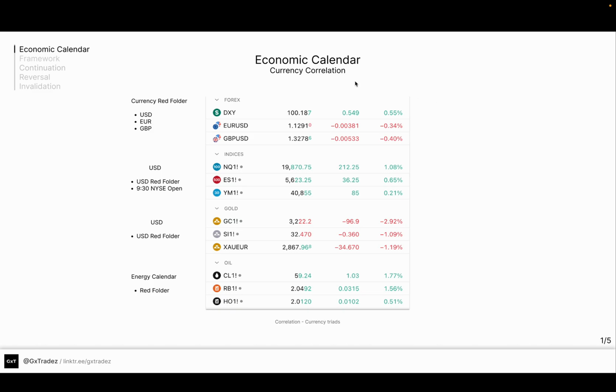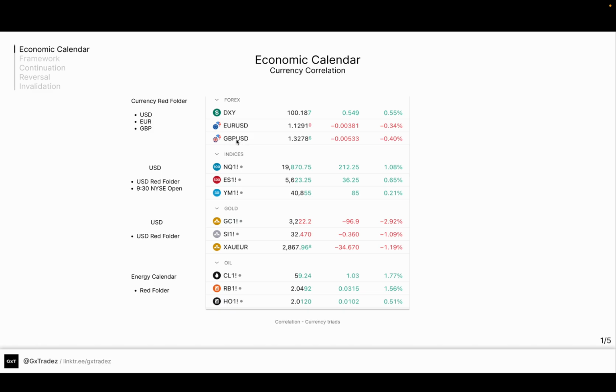So the first thing is we must start with the economic calendar, right? And it's very important that you understand the market that you're trading and what actually affects that market. So if you're a forex trader, you're going to look within the currency pair. Obviously, a currency pair is just two currencies, made up of two currencies valued against each other.